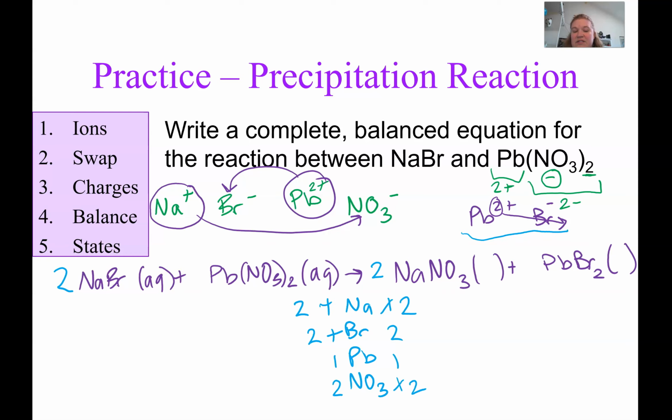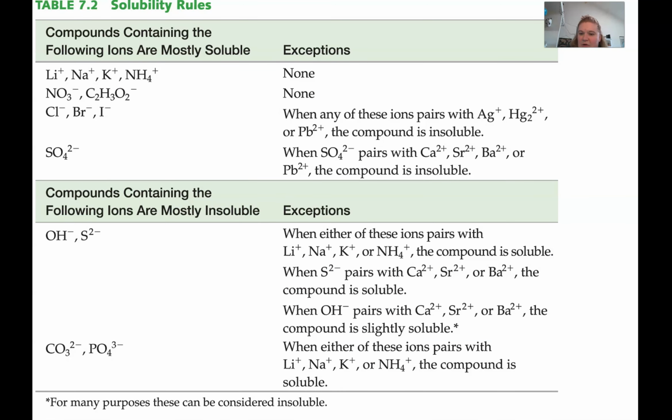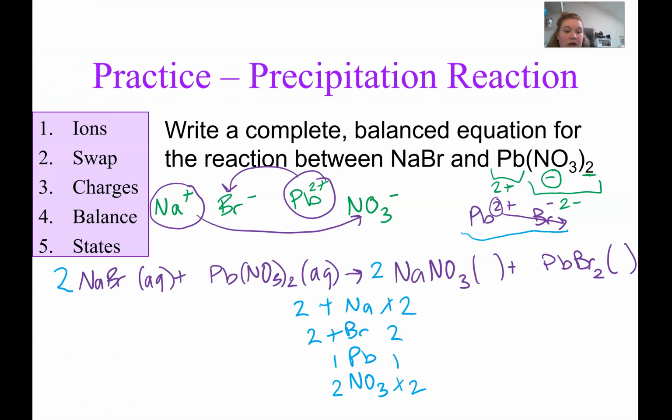All right, I need to fill in those states. I need to know if NaNO3 is solid, liquid, gas, aqueous. Same thing with that lead bromide. So here's our table. We had our sodium nitrate. There's my nitrate and my sodium right next to each other, and notice that neither one of them even have exceptions. So sodium nitrate is soluble, and our abbreviation for that is going to be AQ because I know that it's aqueous. So soluble means that it dissolves in the liquid. Aqueous means that it specifically dissolves in water.